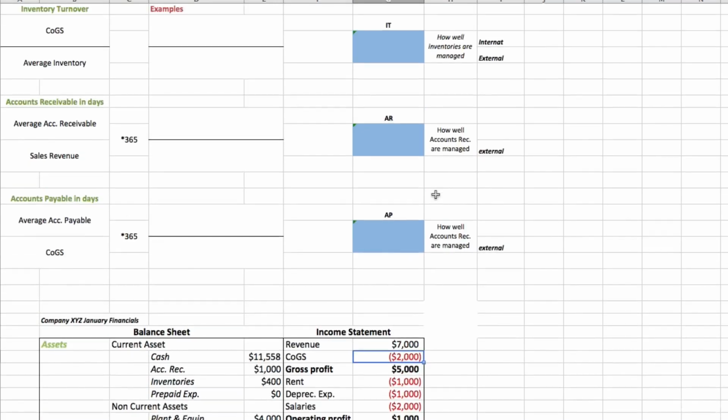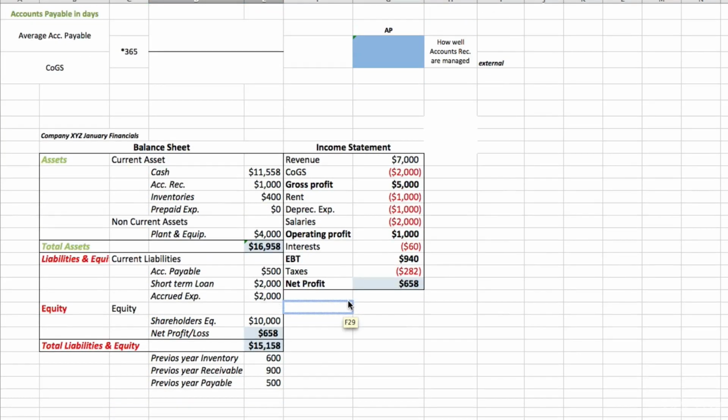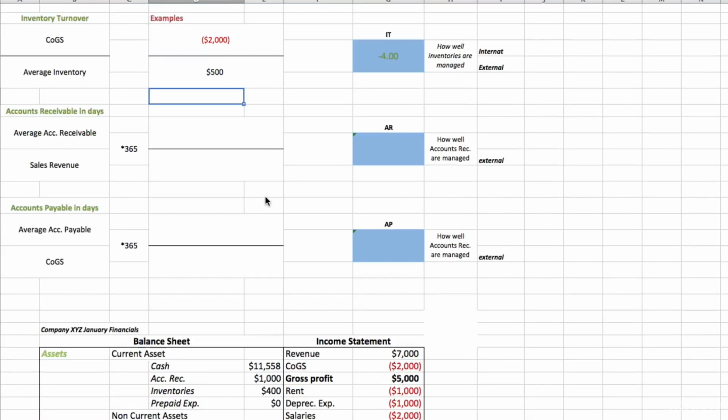Now, having said that, let's compute our inventory turnover, which is given by the COGS that we are going to find on our income statement, and the average inventory, which we are going to find on our balance sheet. And we are going to look at our previous year balance sheet, which is going to tell us the inventory for the previous year plus the inventory for the current year, and then we divide this number by 2, and that's how we get our average inventory.